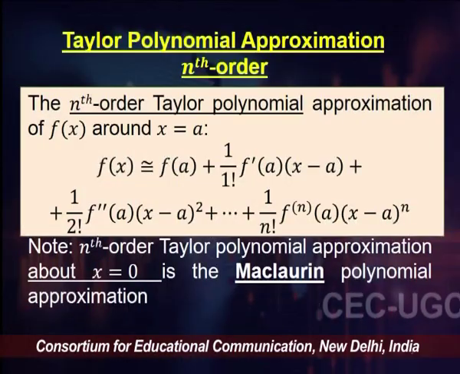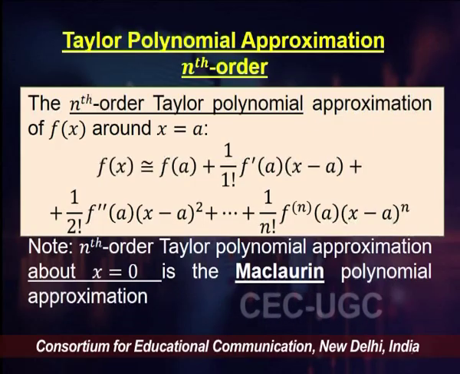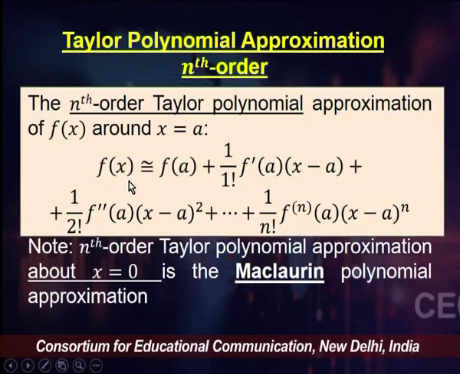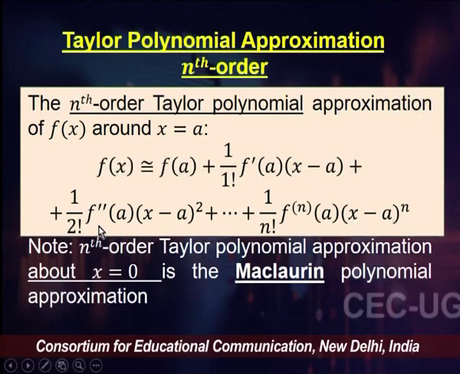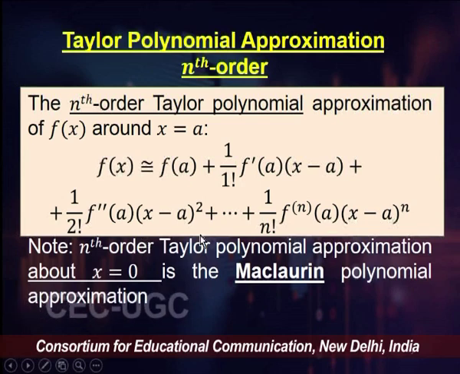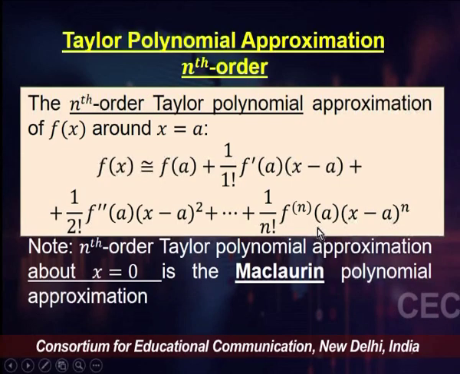In particular, if you look here on this slide, the nth order Taylor polynomial approximation of the function f of x around the point x equal to a is given by the following expression, where the function f of x is approximated by this polynomial: f of a plus f prime at a times x minus a plus 1 by 2 factorial f double prime at a times x minus a the whole squared, and so on till 1 by n factorial, the nth derivative of the function at a times x minus a to the power n.